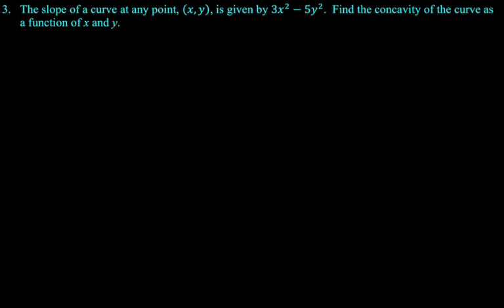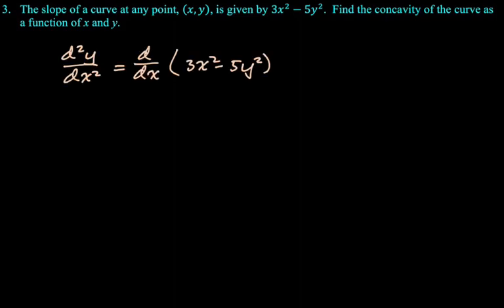Next up, the slope of the curve, or the derivative, at any point x, y is given by 3x squared minus 5y squared. So it's implicit. Find the concavity, or the second derivative, of the curve as a function of x and y. All right, so that's pretty typical. So we need to find the second derivative. I'm going to be taking the derivative with respect to x of both sides of some equation. The equation is basically dy dx equals 3x squared minus 5y squared. So that'll end up looking like the second derivative equals d dx of 3x squared minus 5y squared.